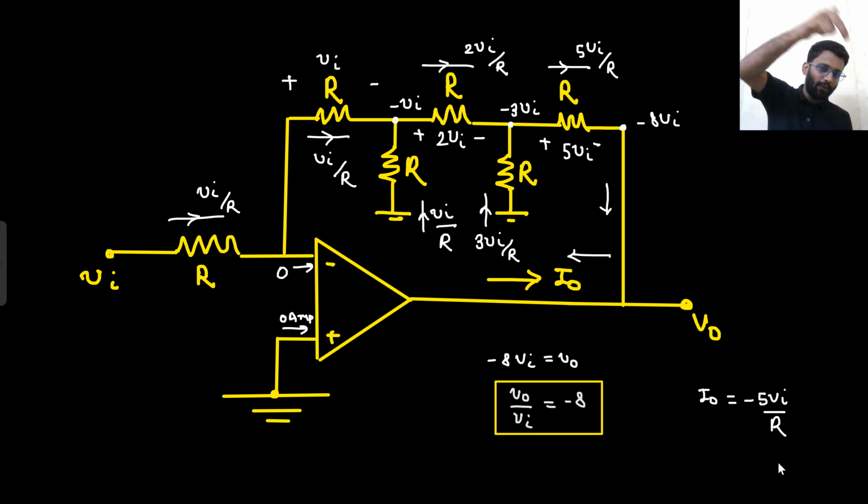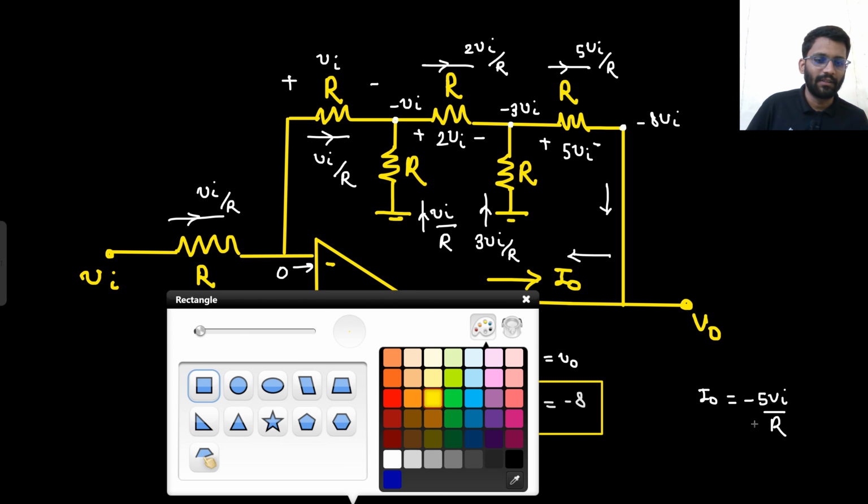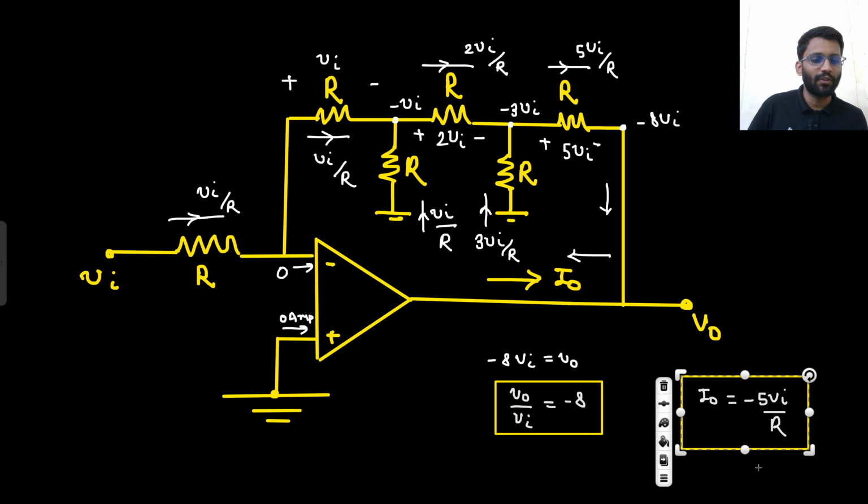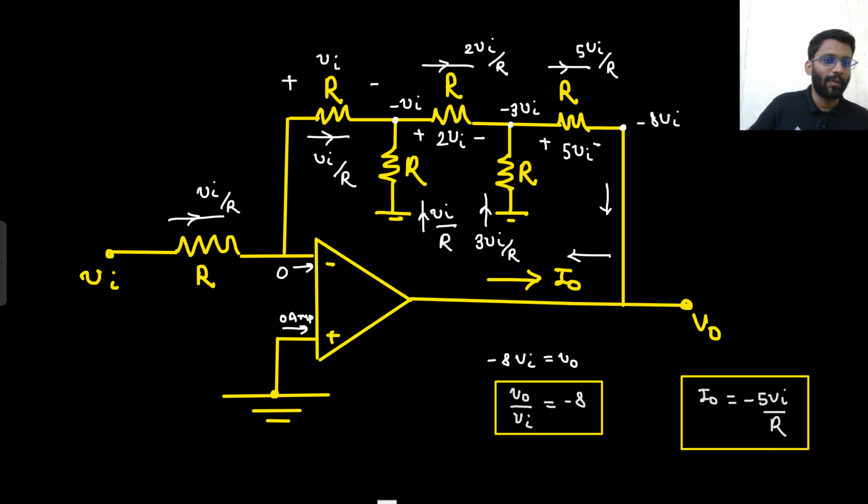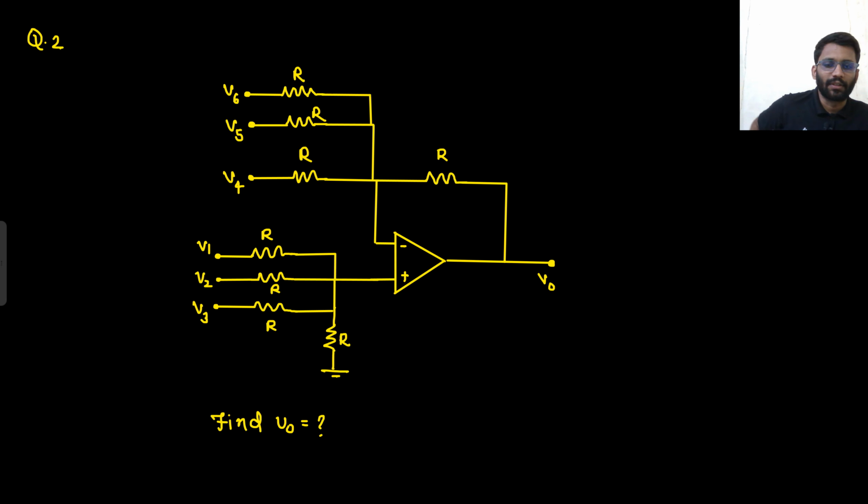So V in by R current will be flowing in this loop, I naught. So I naught is minus 5 V in by R, that's it. Well and good. So it's not that output current of op-amp is 0. Output current of op-amp is not 0. Input current of op-amp is 0. Well and good. Okay, let's see the next question.